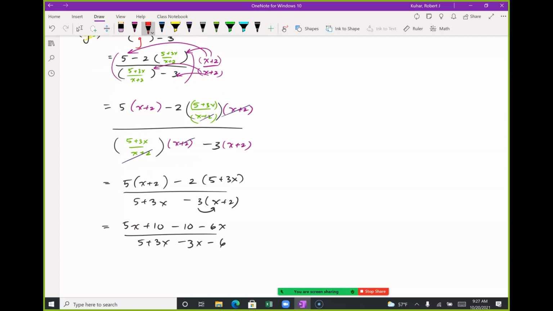So, lots of things go away. It looks like my 10s go away here, and my 3x's go away here. And it looks like I get negative x over negative 1, which is just x. Nice. Remember, I must do the other composition as well, g composed with f. I should get the same result, and when I do, I can finally conclude that I have definitely found my inverse function.